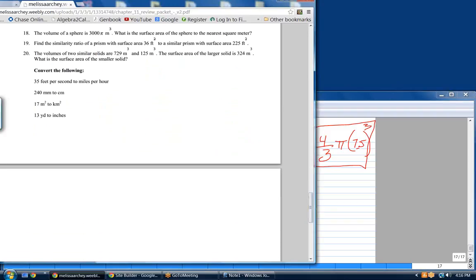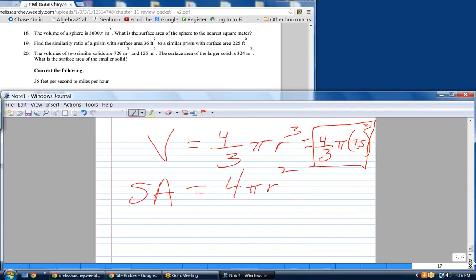The volume of a sphere is this much. What's the surface area of the same sphere? So you'd have to cube root the volume. Basically, yeah. Let's go ahead and do it. Let's do the problem.